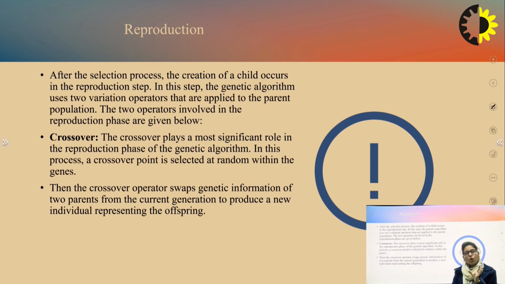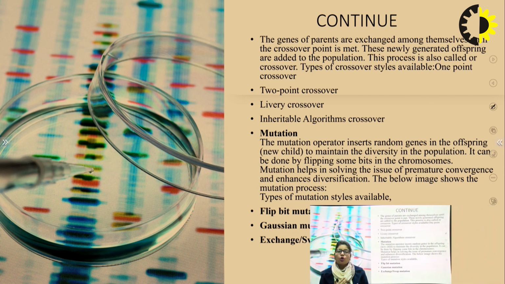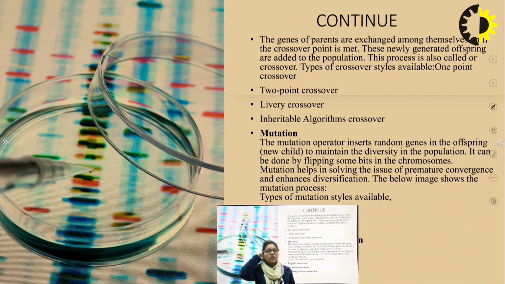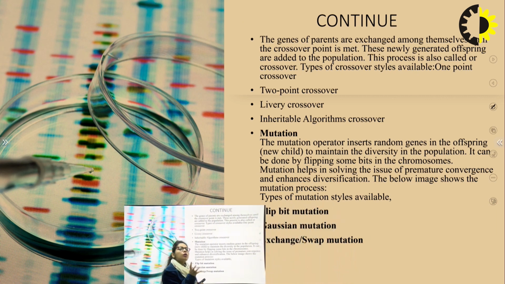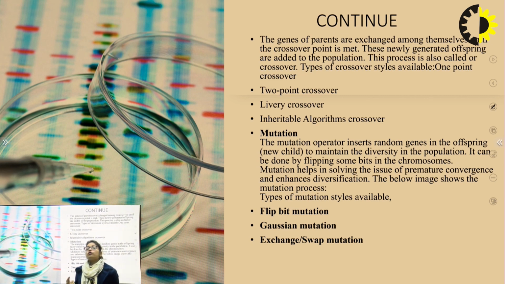In this process, a crossover point is selected at random within the genes. Then, the crossover operator swaps genetic information of two parents from the current generation to create new individuals representing the offspring. The genes of the parents are exchanged among themselves until the crossover point is met. These newly generated offspring are added to the population. This process is called crossover. Types of crossover styles available: 2-point crossover, uniform crossover, and inherited algorithm crossover.